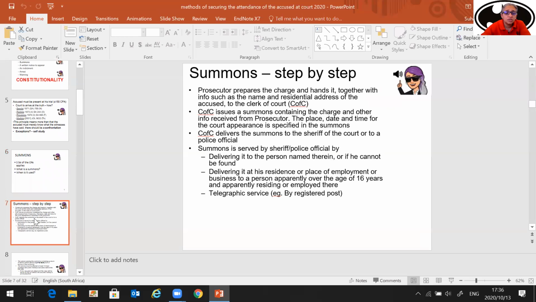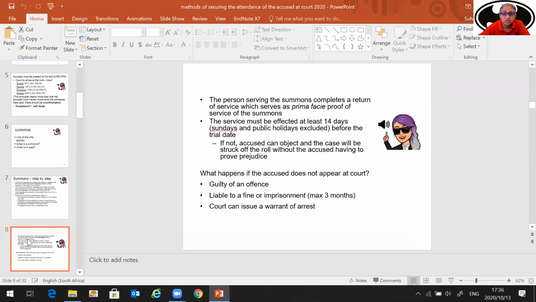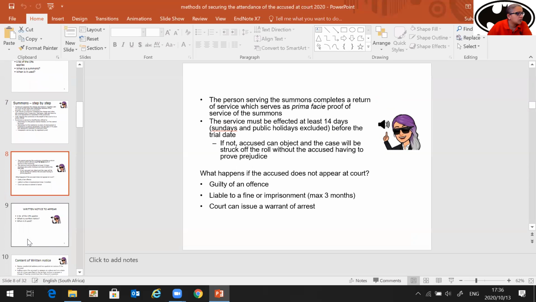So go through the audio and look at the notes that I've given you as well on the step-by-step process of how a summons is issued and how it is served, what proper service means, and what happens if you are given a summons and you ignore it. Look at what we say about admission of guilt fines, etc.